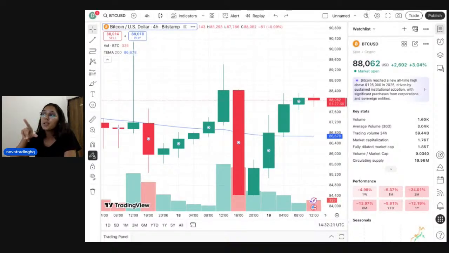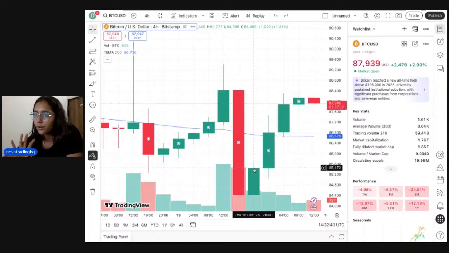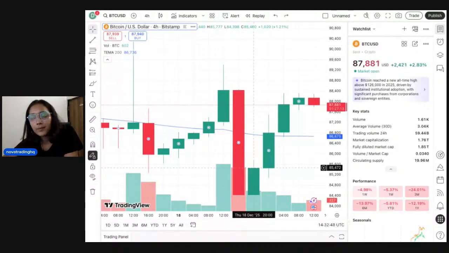And if price can print 4 hour candles that not only tag above 88.4 but close and hold above it, that's the real acceptance, and the market is proving that the bull trap is being invalidated, right? And again, there's this green candle with a kind of okayish body. It's a big body, I can definitely say.